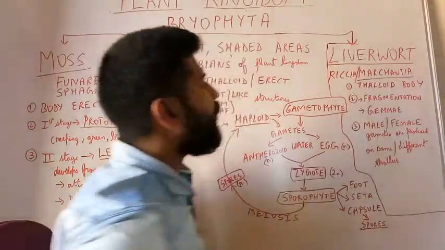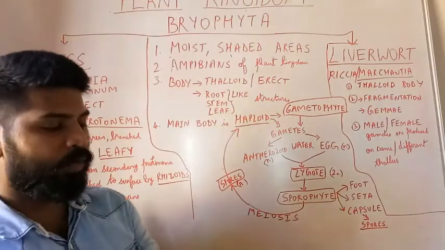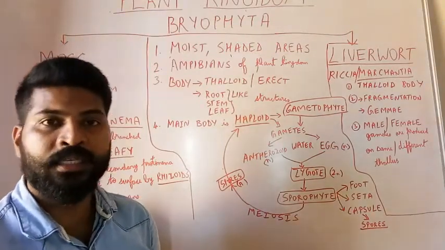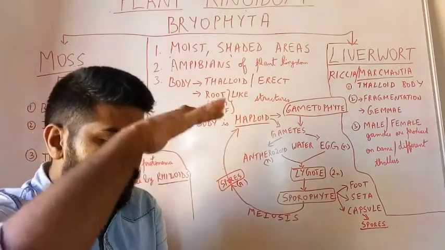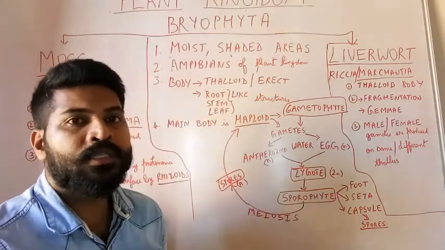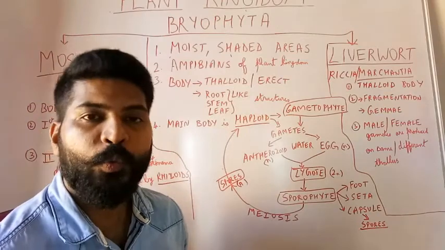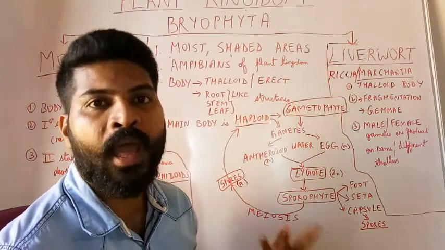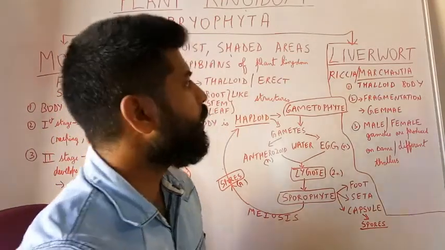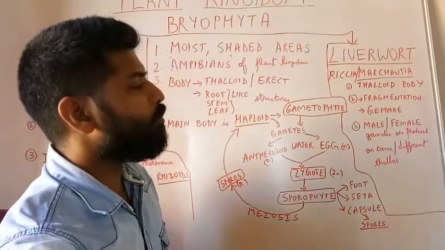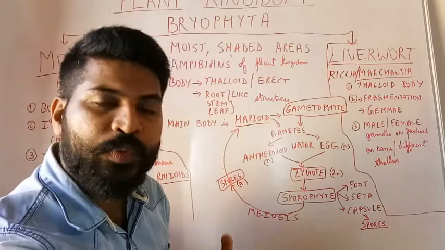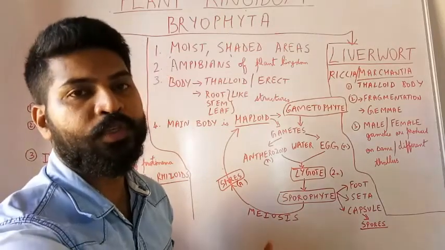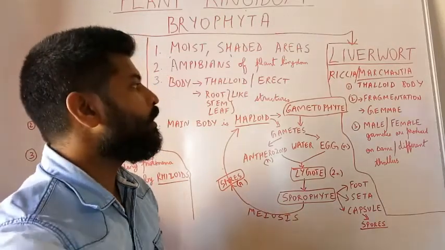Riccia and Marchantia are examples of liverworts. As the name suggests, their body is flat, dorsiventrally flattened. Because it has a thalloid body, we call it a thallus. The thalloid plant body produces rhizoids which help to attach to the substratum.